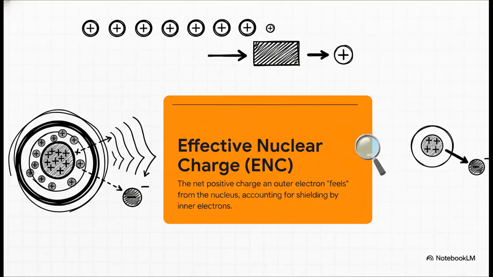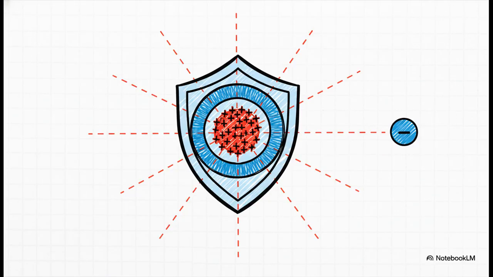So here's the deal. It's not about how strong the nucleus is in total, it's about how much of that positive charge, that pull from the nucleus, an electron way out on the edge can actually feel. Because see, the rest of that charge gets blocked. And this whole blocking effect has a name, of course. It's called electron shielding. You can think of the electrons on the inside as running interference, shielding the outer electrons from the nucleus's full attractive power.